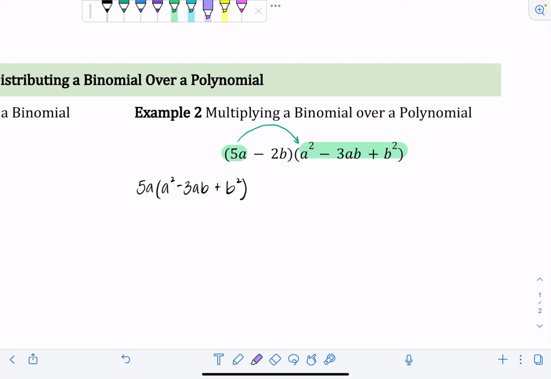And then next I'm going to do the same thing, but with the other term from that first parentheses, the negative 2b. I'm going to take the negative 2b and multiply it by everything in that second parentheses. I'm just going to write the whole thing out for right now. So negative 2b, remember that the negative belongs to the 2b, so it has to stay in front of it. And then times the little parentheses, a squared minus 3ab plus b squared.